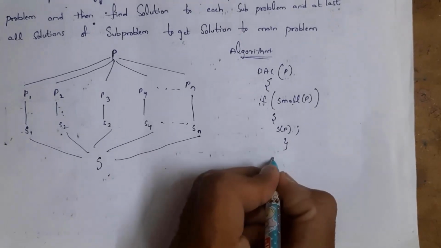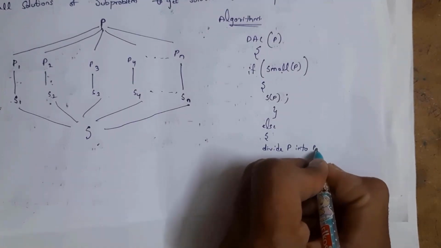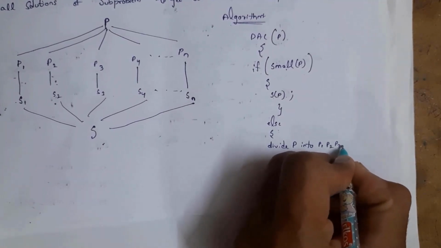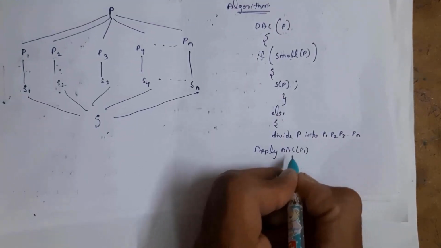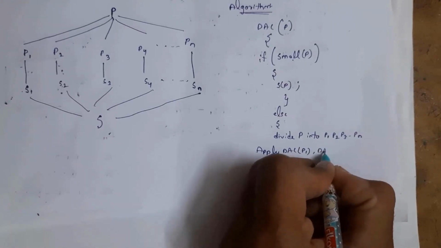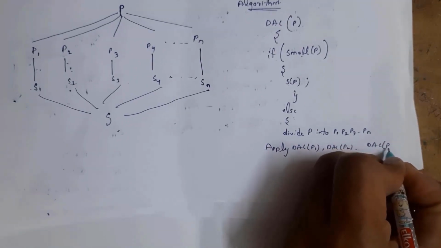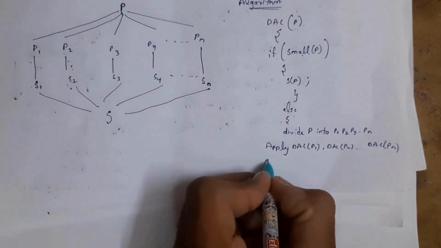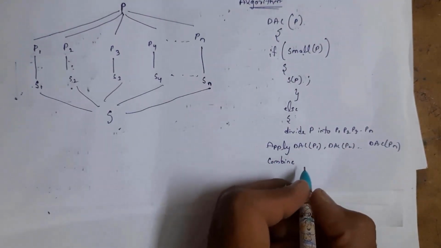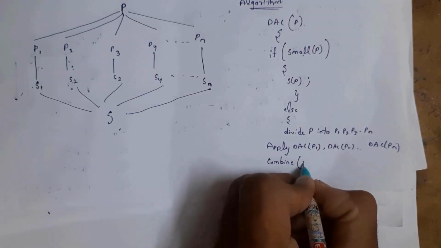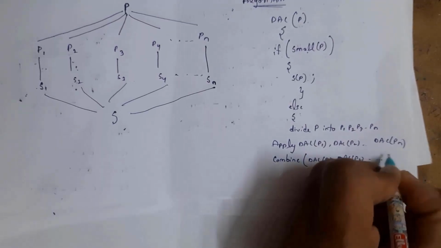Else, if the problem is large, then divide the problem into multiple subproblems, that is P1, P2, P3, and so on, Pn. Apply the divide and conquer strategy to subproblem P1, the divide and conquer strategy to subproblem P2, and so on, up to the divide and conquer strategy of Pn. And after finding solutions to these subproblems, we need to combine all the solutions of these subproblems. Combine divide and conquer strategy of P1, that is subproblem P1, P2, and so on to Pn.